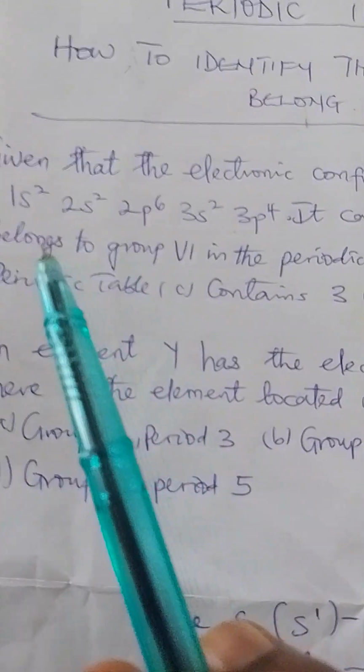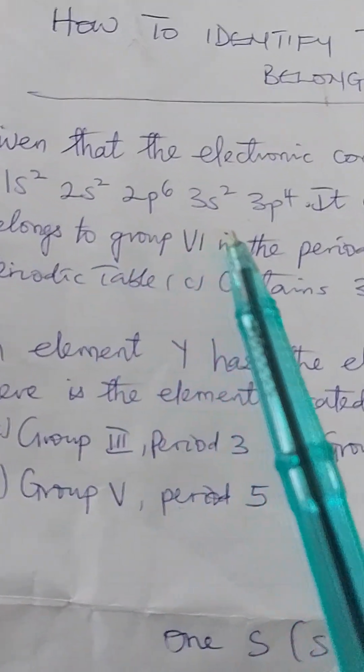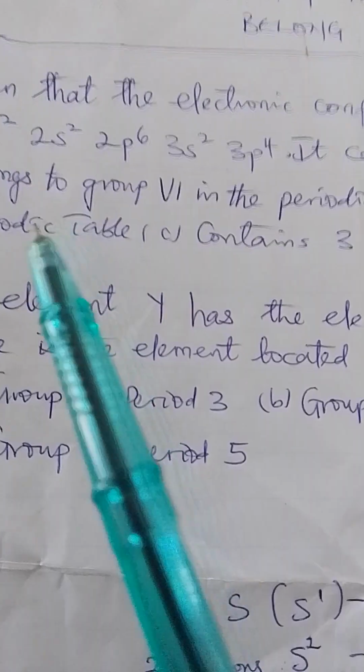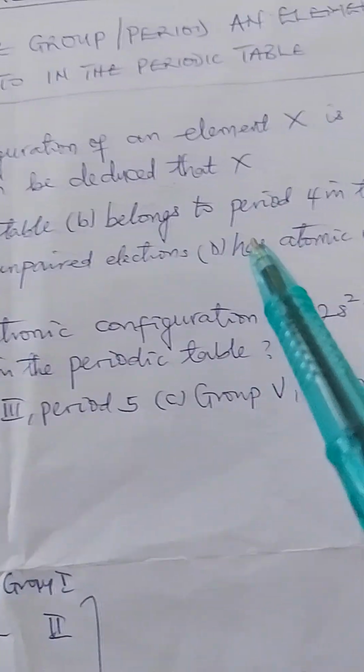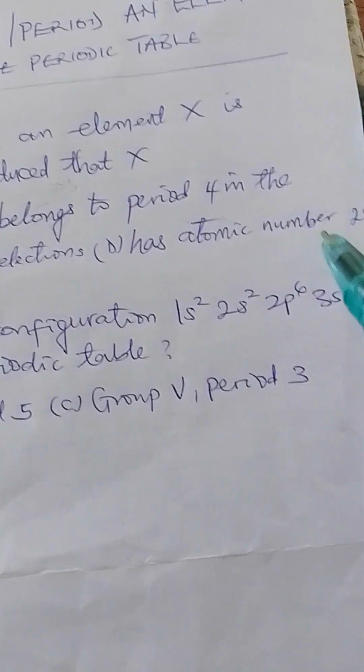Now say it can be deduced that X, they give you options. A belongs to group 4 in the periodic table. B belongs to period 4 in the periodic table. Then C contains 3 unpaired electrons. Then D has atomic number 27.